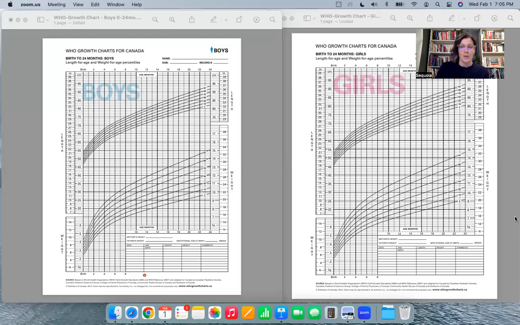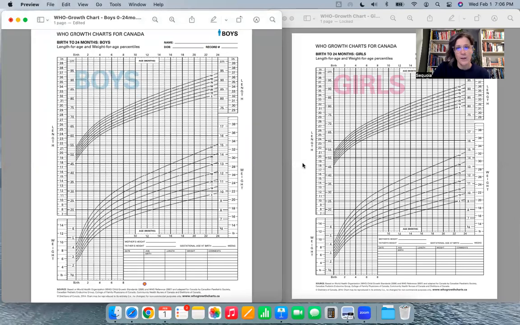This does start at birth, so it's not necessarily appropriate for preemies, and you may need to go based on adjusted age for them, but we still want to see them following their curve. So I don't care if you're on the 90th or the 3rd, as long as you're following your curve, not dropping curves. So I'm going to zoom in here just so you can see it a little bit better.